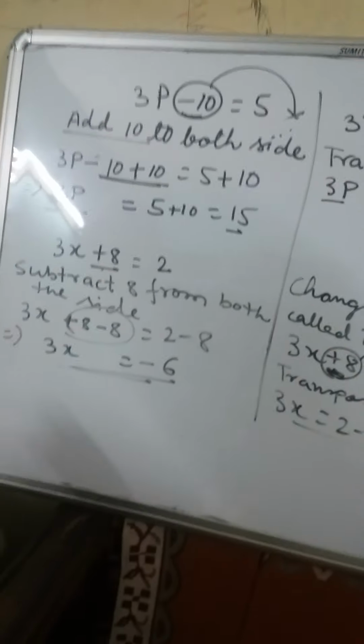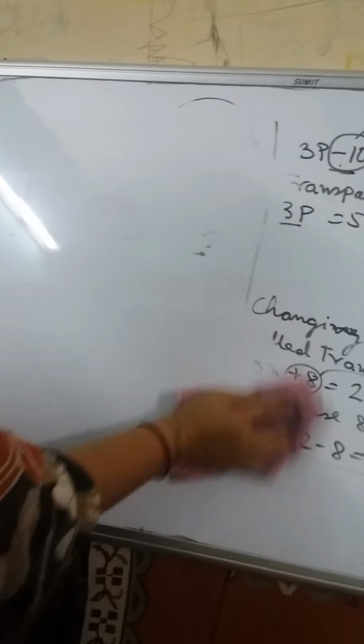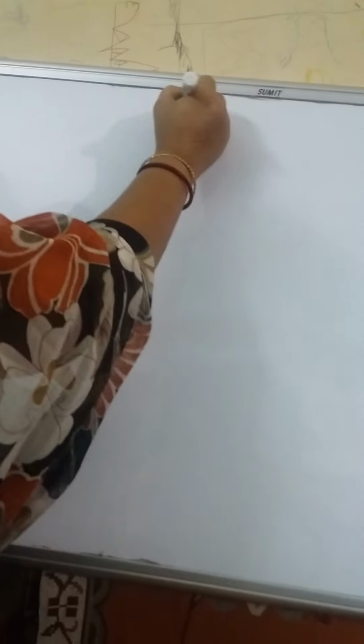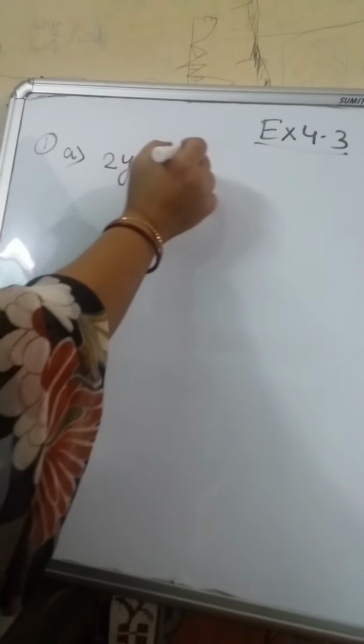Now let's start solving Exercise 4.3. First question, solve the following equation. First is 2y plus 5 by 2 equals 37 by 2.